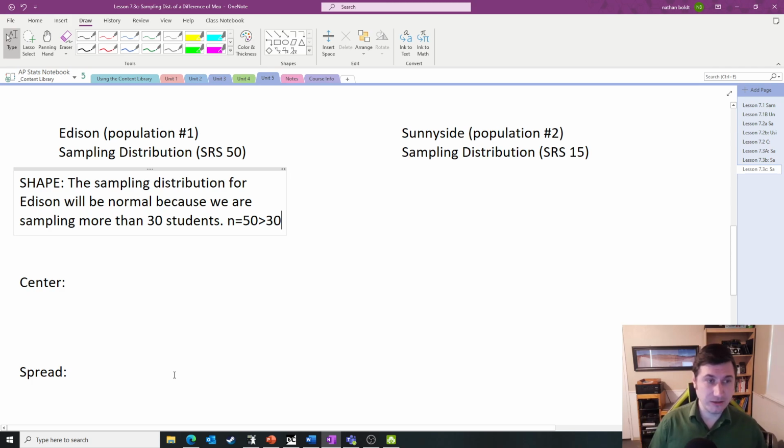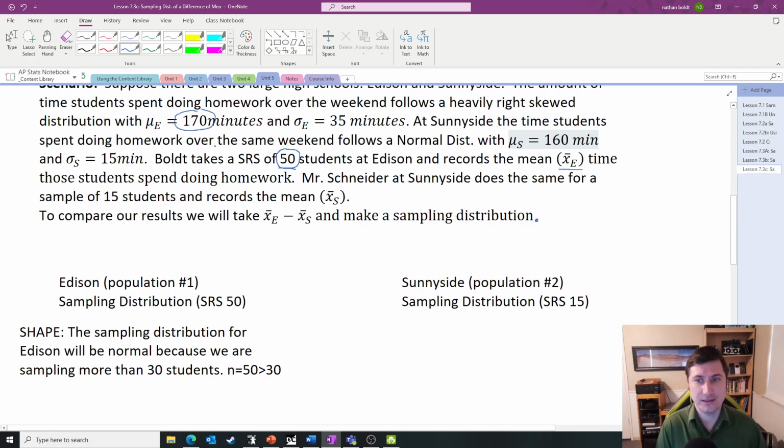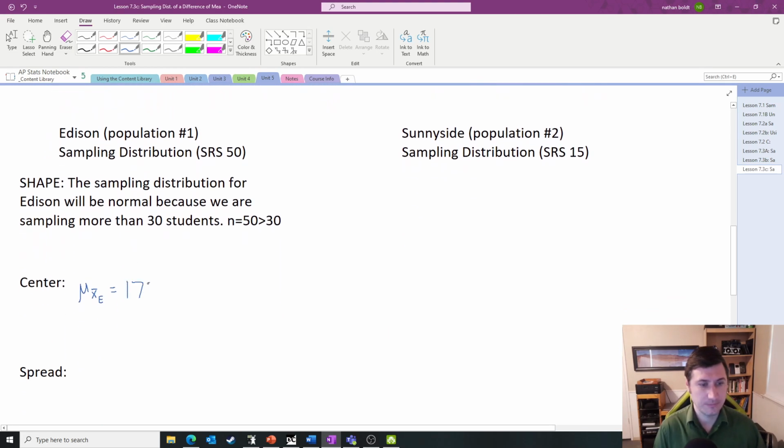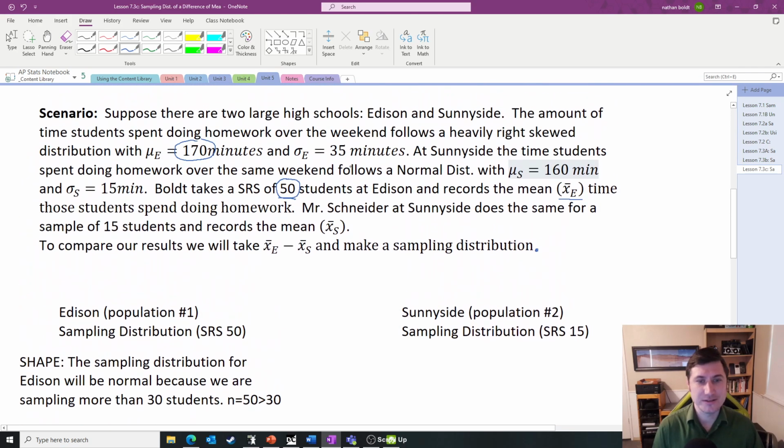All right, what's the center of this sampling distribution going to be? So that is going to be mu of X bar, the center of all the X bars for Edison. Well, it's simply going to be the center of the population, which was, if I come up here, 170 minutes. All right, now our standard deviation. So the standard deviation of all the X bars for Edison will be equal to our sample size, which was 50. That goes on the bottom. Our standard deviation for Edison, I forgot what it was, 35. There it is.